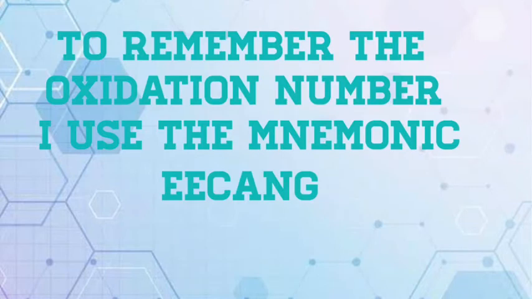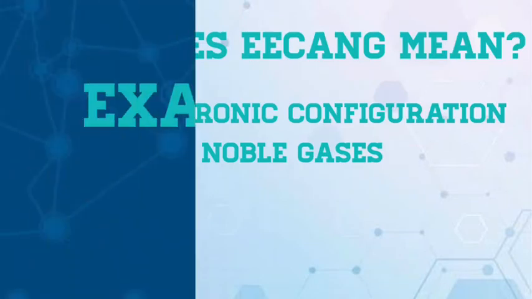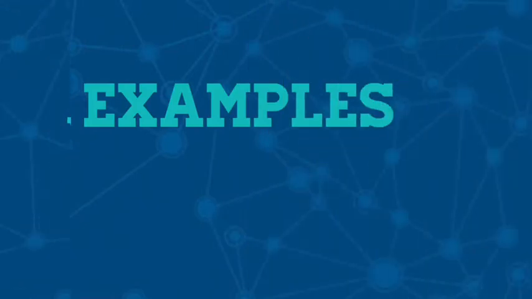To remember the oxidation number, I use the mnemonic EKang. What does EKang mean? EKang means 8 electronic configuration as noble gases. Now we can hop into our examples.